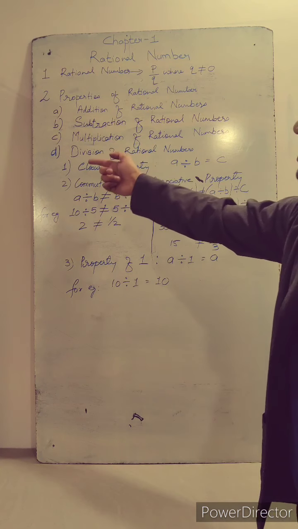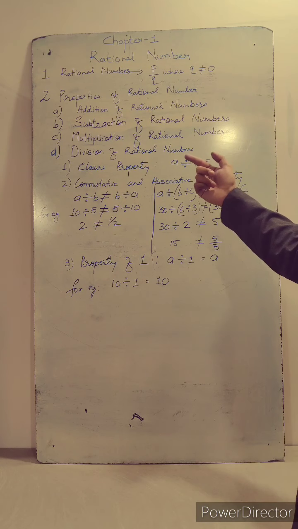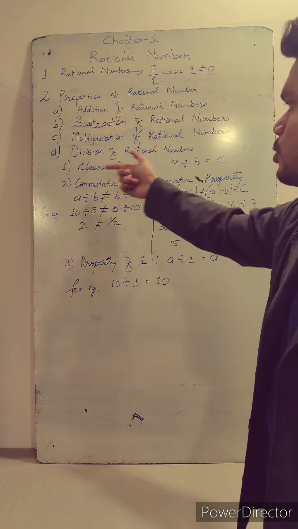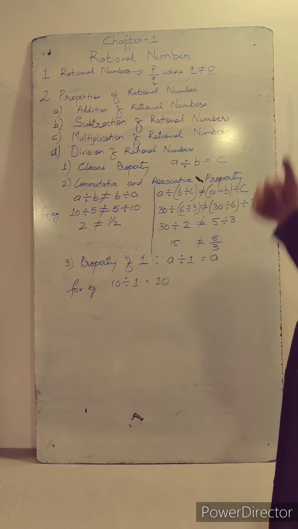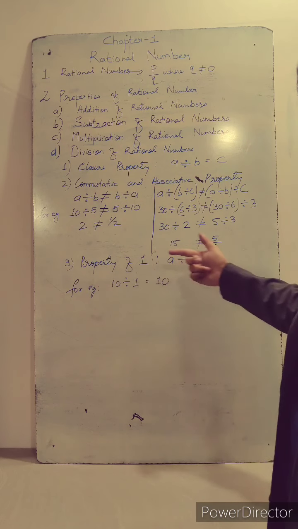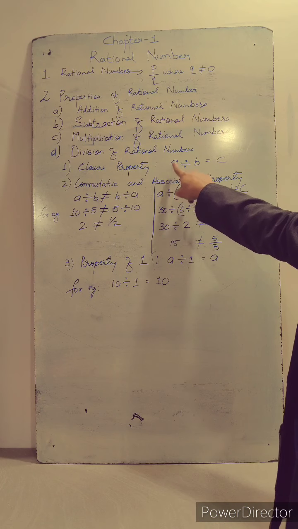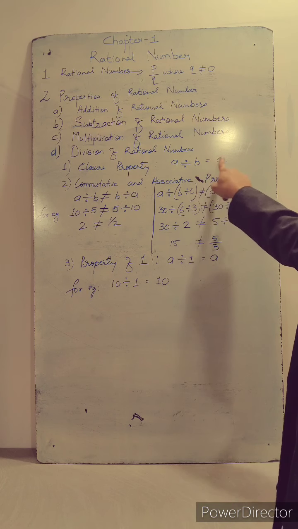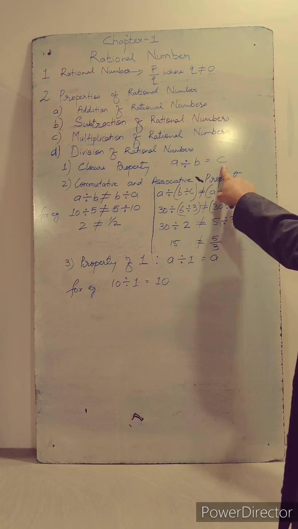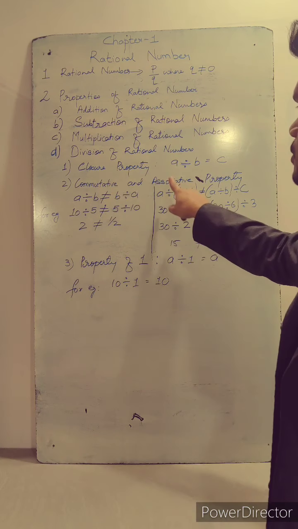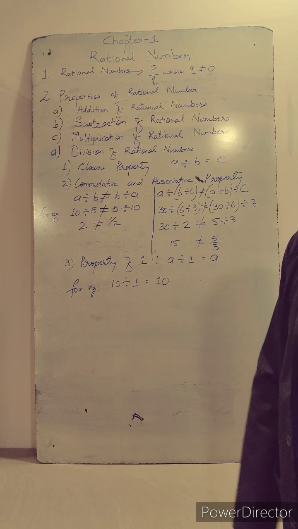Now we shall begin with the last property, that is division of rational numbers, which includes three properties: closure property, commutative and associative property, and the last one is property of 1. Closure property states that whenever a rational number is divided by another rational number, the result is always a rational number. Commutative and associative properties are not valid for division.